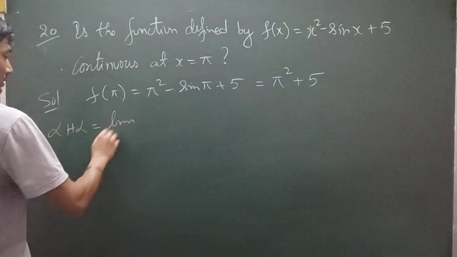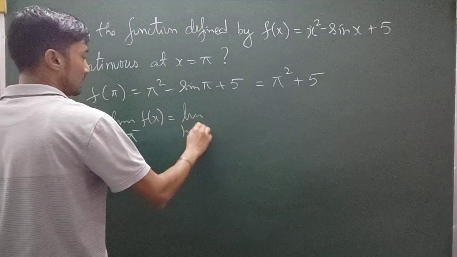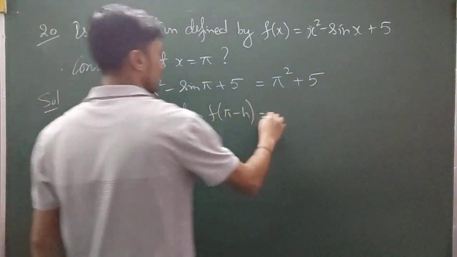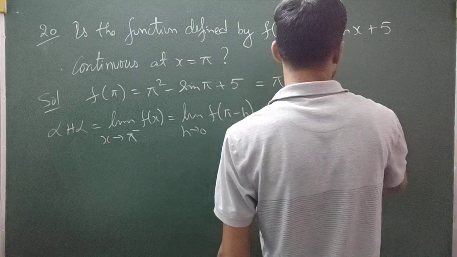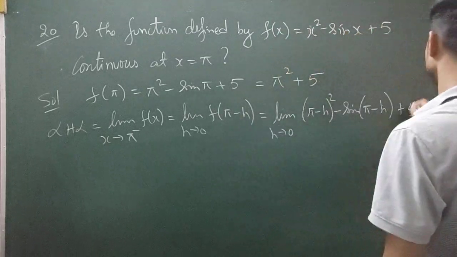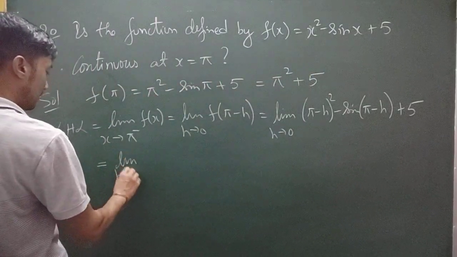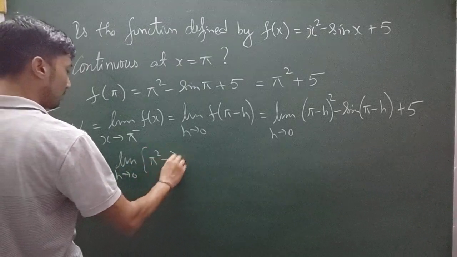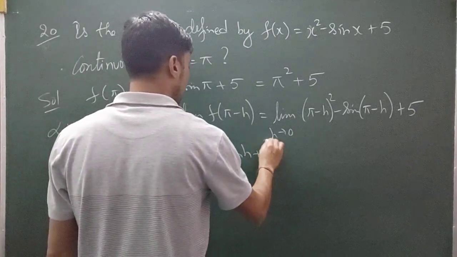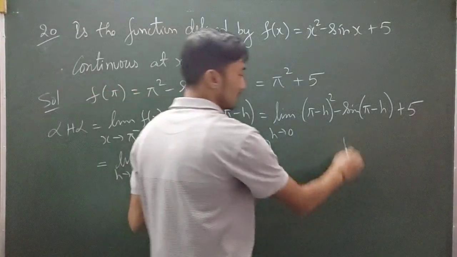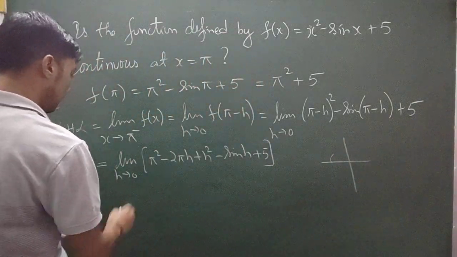Left hand limit, that is the limiting value as x tends to pi, slightly less than pi. That will be the limiting value as h tends to 0, f of pi minus h. So that would be the limiting value as h tends to 0, pi minus h whole square minus sine of pi minus h plus 5. I'll continue here. So limiting value as h tends to 0, that's pi square minus 2 pi h plus h square minus sine h plus 5, because sine of pi minus h is in the second quadrant where sine remains positive, so definitely it's sine h.